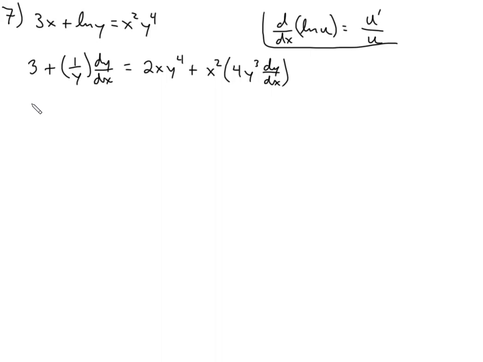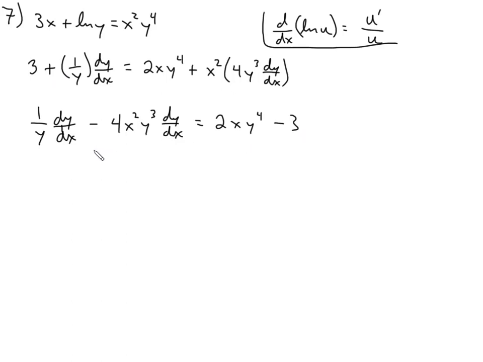Okay, so we'll clean this up a little bit. We can move the terms that have dy dx to the same side. So let's move this whole thing to the left side. We'll keep this on the left side. So we're going to have 1 over y dy dx. And then if we move this to the right side, it'll become negative, so minus. Let's put the constant in front, 4x squared y to the third dy dx. And then the terms that don't have dy dx on the right side, so this term stays there, 2x y to the fourth, and the 3 will also come over, so minus 3.